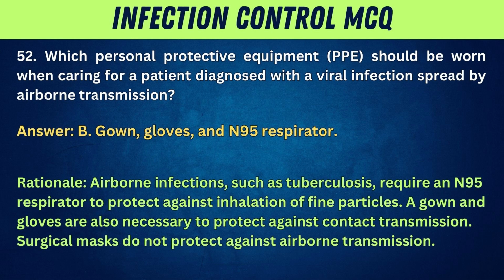Answer: B. Gown, gloves, and N95 respirator. Rationale: airborne infections, such as tuberculosis, require an N95 respirator to protect against inhalation of fine particles. A gown and gloves are also necessary to protect against contact transmission. Surgical masks do not protect against airborne transmission.